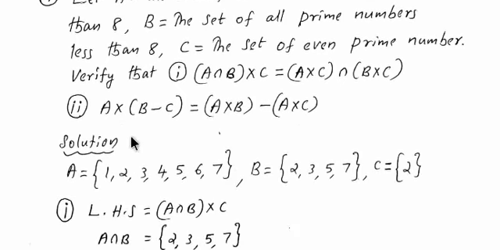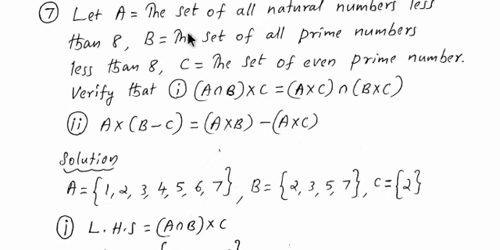A is equal to, here what is A? The set of all natural numbers less than 8. Set of all natural numbers means we know that the first natural number is 1, then 2, 3, etc. Therefore, we can take 1, 2, 3, 4, 5, 6, 7. Since less than 8 is given, up to 7 can be taken.